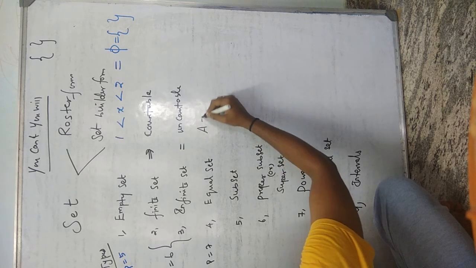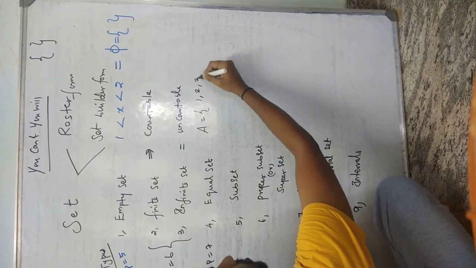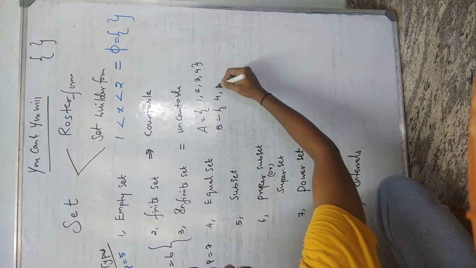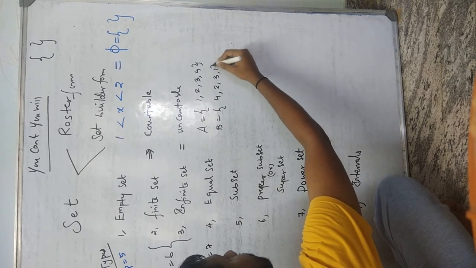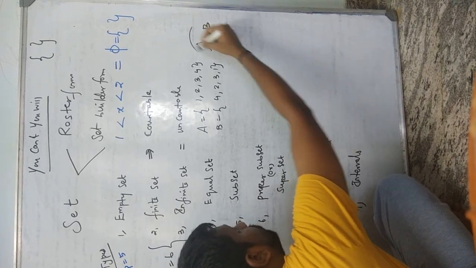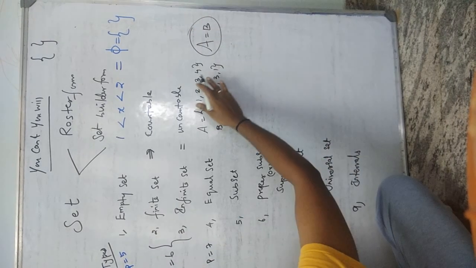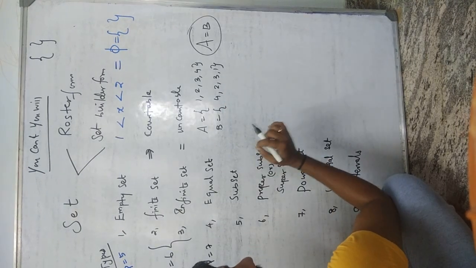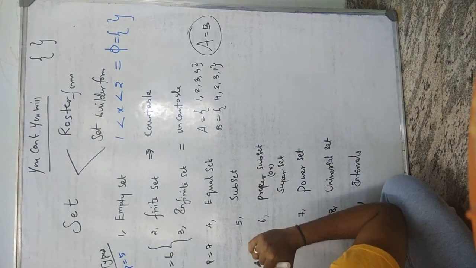Let us imagine A equal to 1, 2, 3, 4. There are 4 elements. And B equal to 4, 2, 3, 1. The number of elements must be the same, and the elements also must be the same. That is called an equal set.